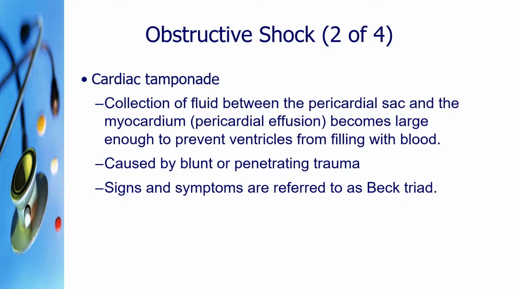Cardiac tamponade is a collection of fluid between the pericardial sac and the myocardium, which becomes large enough to prevent the ventricles from filling with blood. It could be caused by trauma or a penetrating injury. The signs and symptoms are referred to as Beck's triad.